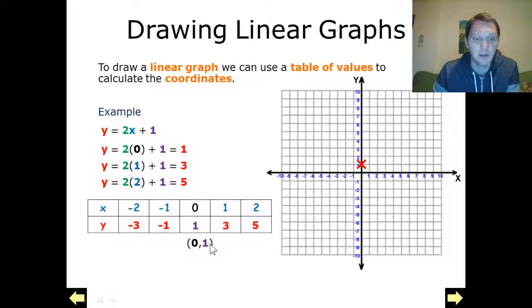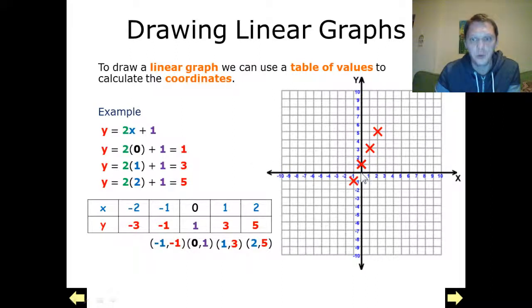Starting off with 0, 1. So I'm looking at 0 on my x-axis, going up to 1, and then putting a little cross. Next, I'm going to look at 1, 3. So across to 1, and then up to 3, putting in my next. 2, 5: across to 2, up to 5, putting in a cross.